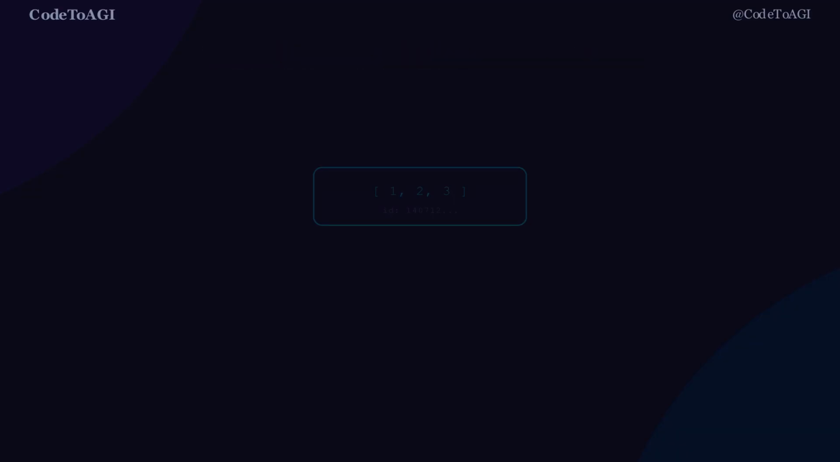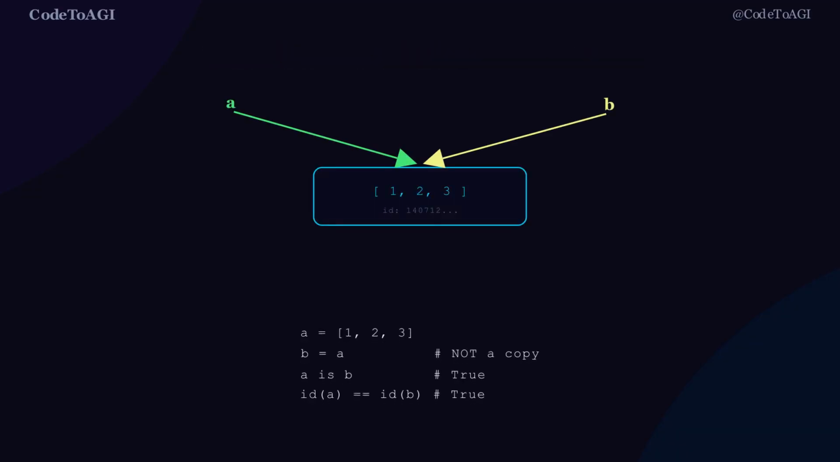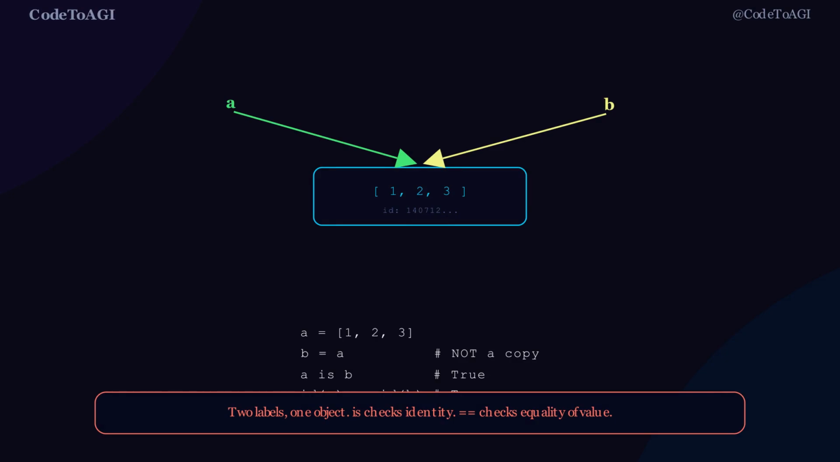Forget the idea that a variable is a box holding a value. A variable is a label, a name pointing at an object somewhere in memory. id of an object gives you its actual memory address as a number. a = b does not copy anything. Both labels now point at the same object.